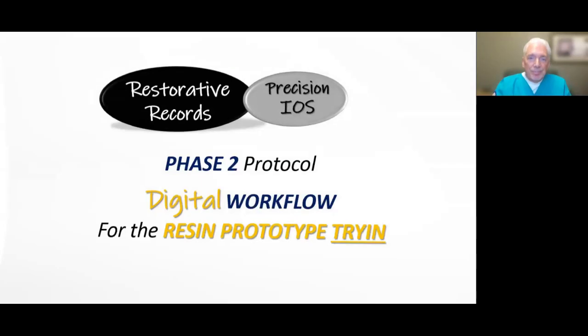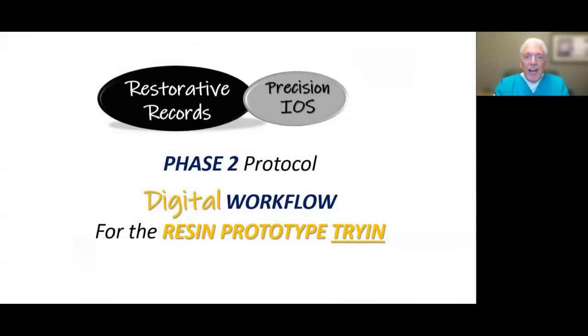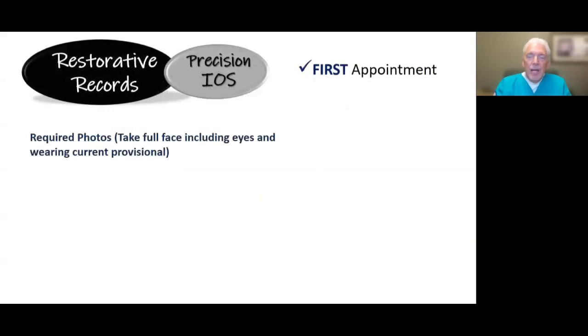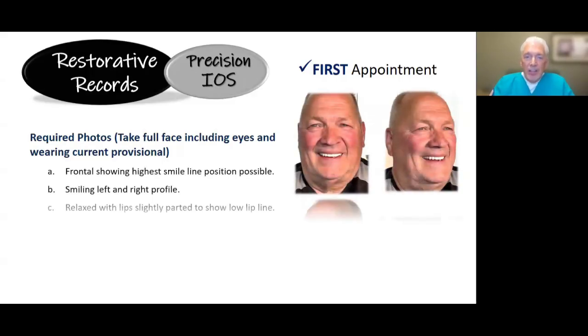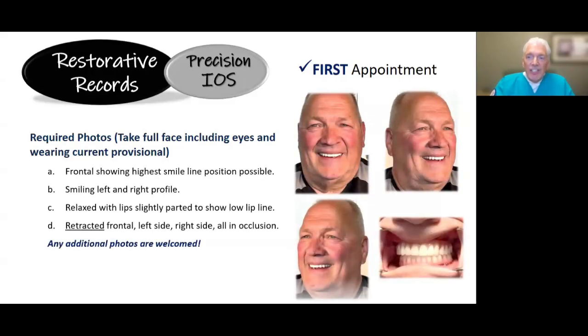So let's look at our first appointment. The patient is post-integration, we're 4, 5, 6 months out from the day of surgery. You're ready to move on with the final. We're going to talk about what we're going to ask of you, the protocol for a resin prototype try-in. So this is your first appointment. We do want you to take new photos. There are about 4 to 5 images we like to see.